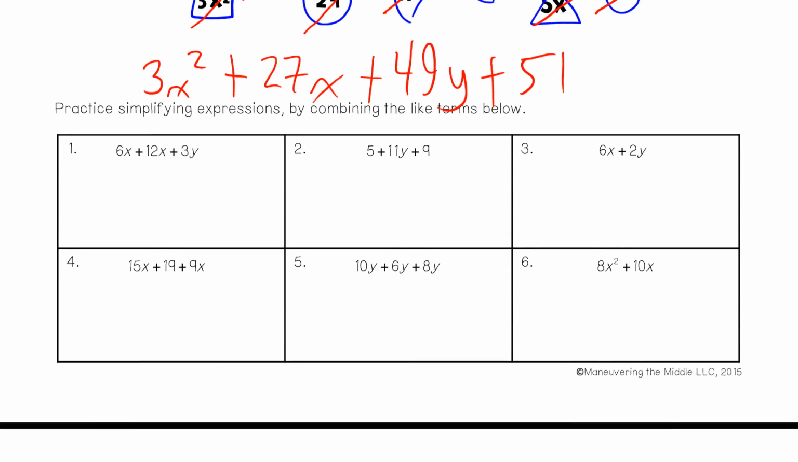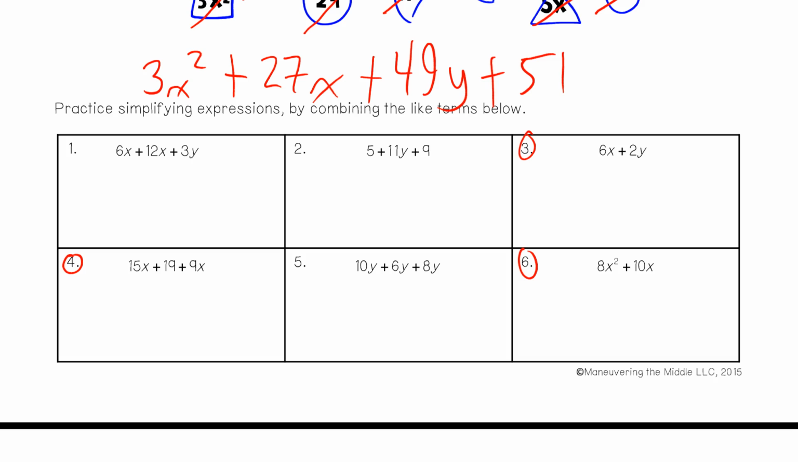For this bottom part, practice simplifying expressions by combining like terms below. Third period told me to work 3, 6, and 4, so I'm going to work those ones. You can do the others on your own. And again, if you recall back to early in the year combining integers, we had the box method.